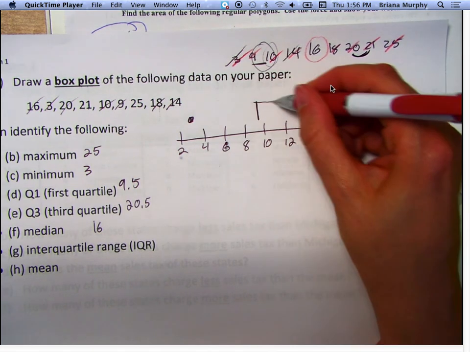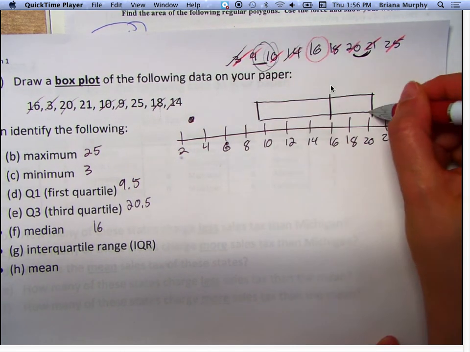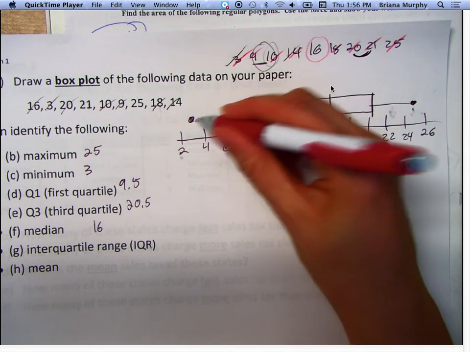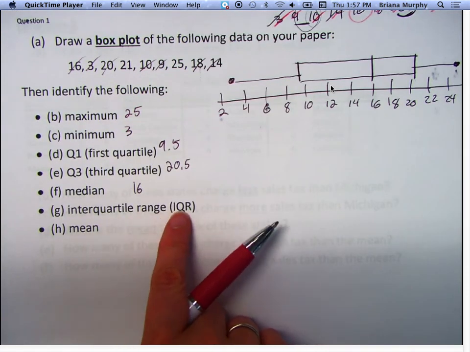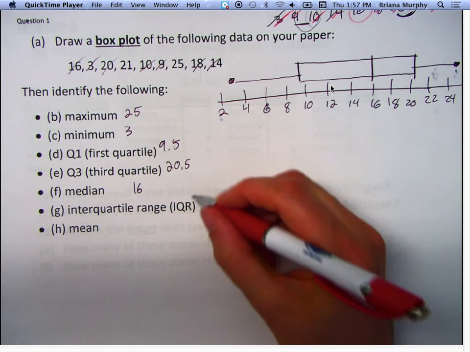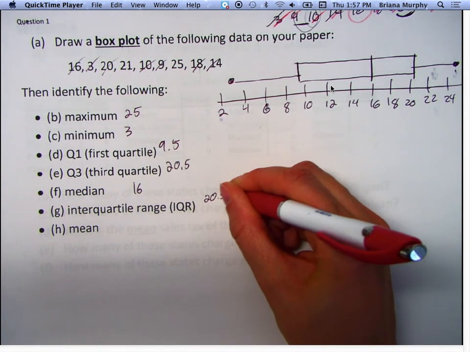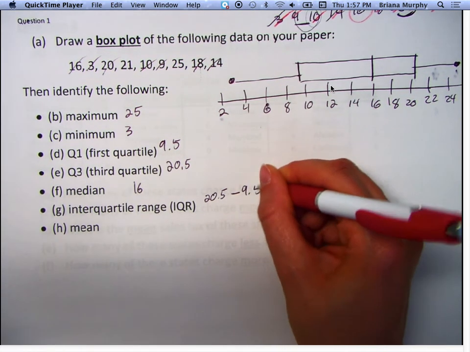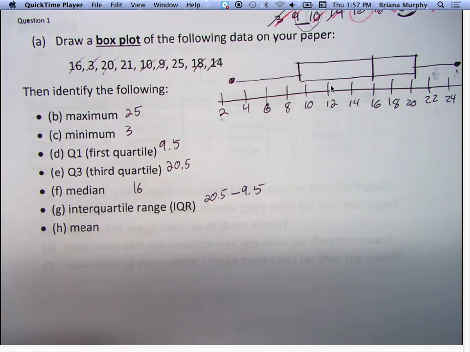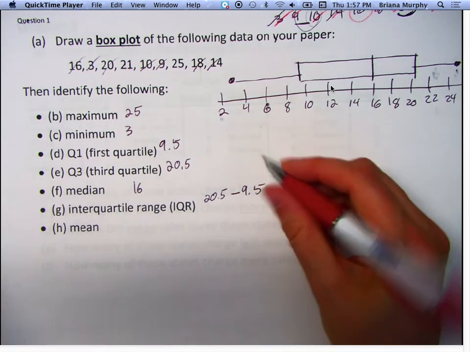So then I can just make my box. For the interquartile range, or the IQR, remember I'm going to take the third quartile, 20.5, and subtract quartile 1, 9.5. Quartile 3 minus quartile 1, and I get 11 for the IQR.